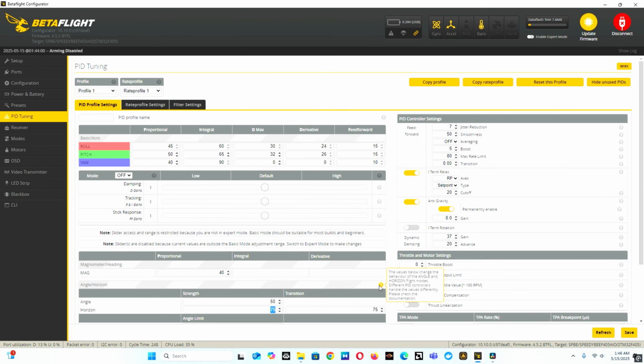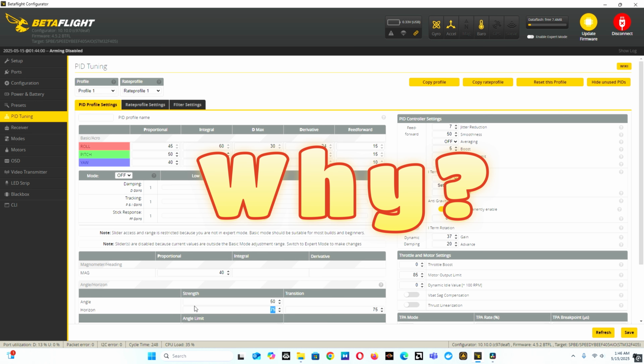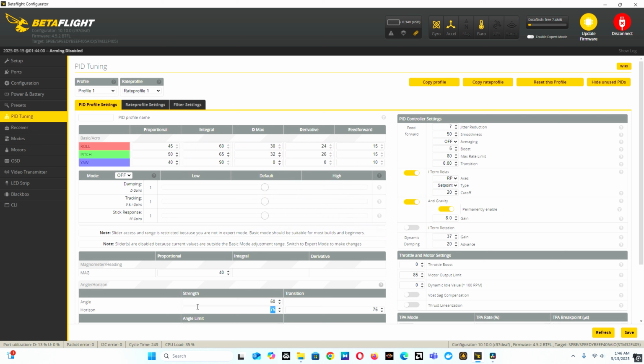Look, I am not saying you adjust angle mode using P or D gains. I am saying the controls that affect those modes, angle strength and horizon strength, are right there on the PID tab. So next time someone says it has nothing to do with PIDs, maybe ask, then why is it in the PID tab? Droning is about learning, not gatekeeping.